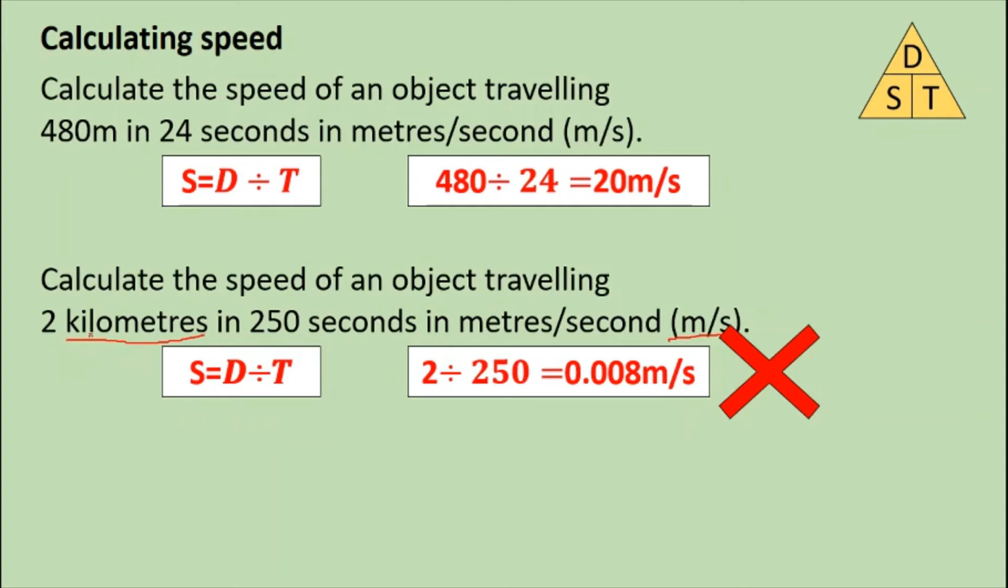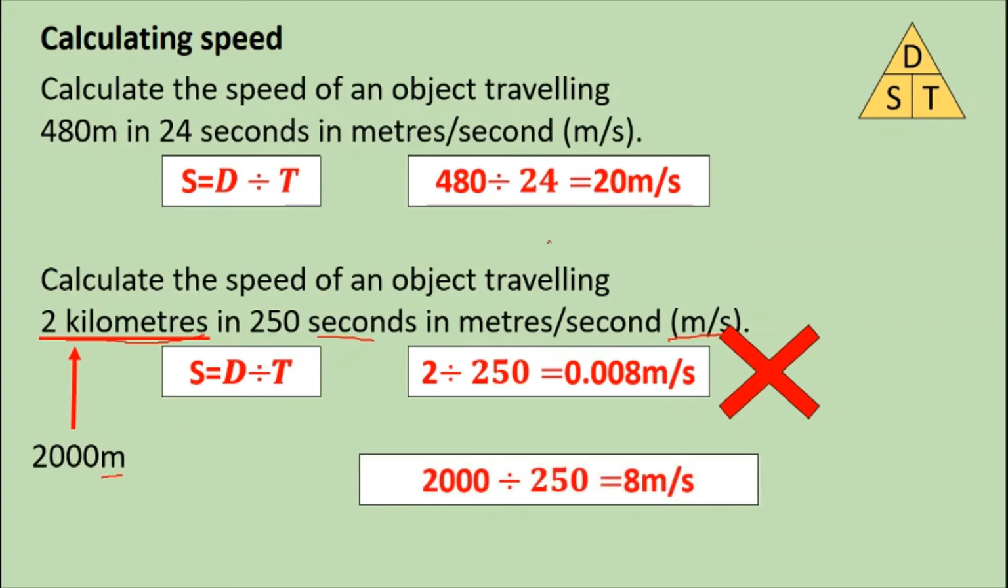So 2 kilometers can be converted to 2,000 meters. Now we have meters, and we have seconds, and we have meters per second. Everything's consistent, so now we can use our formula again. 2,000 divided by 250 is 8 meters per second. A much more reasonable response.